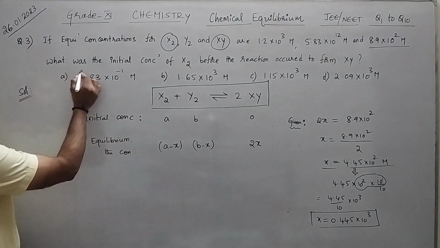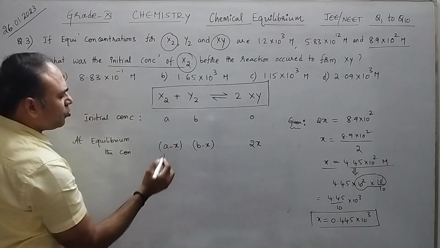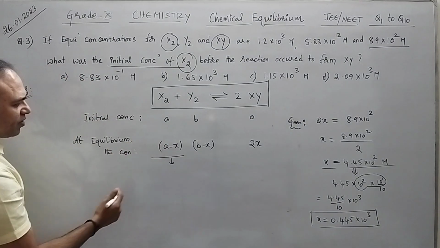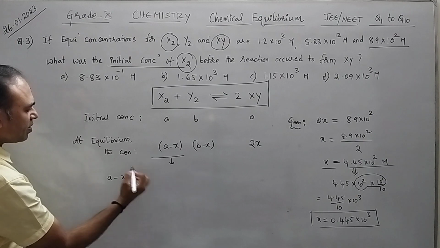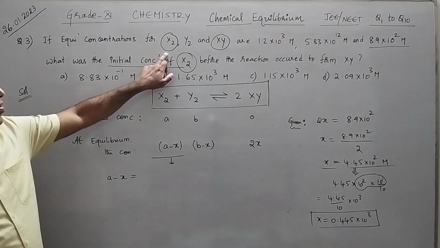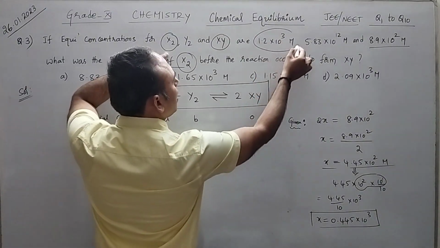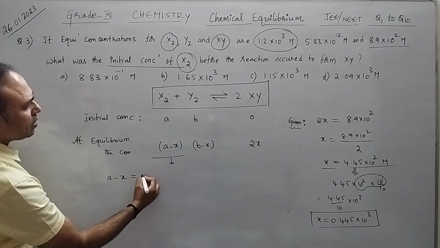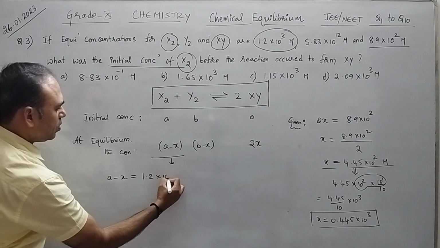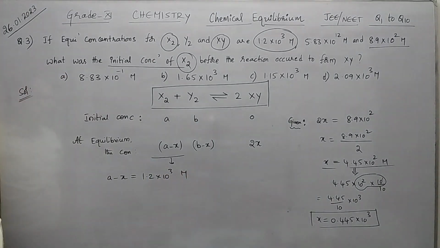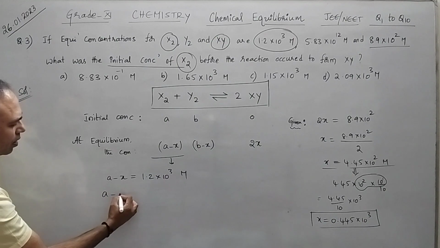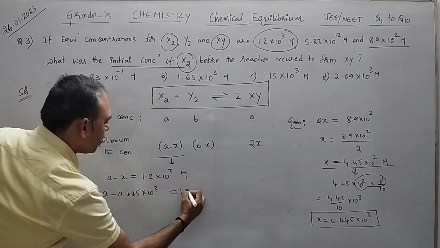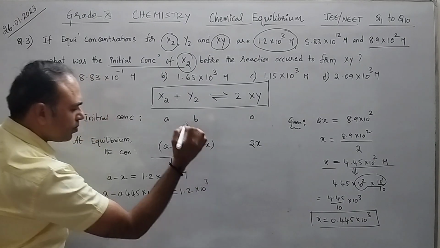Now what is the question? Initial concentration of x2. So we can get a by substituting the value of x. So we can write like this: a minus x is equal to, what is the concentration of x2 here? At equilibrium it is 1.2 into 10 to the power of 3. So let me write that. a minus x is nothing but 1.2 into 10 cube molar. Now you know the value of x, 0.445 into 10 cube.